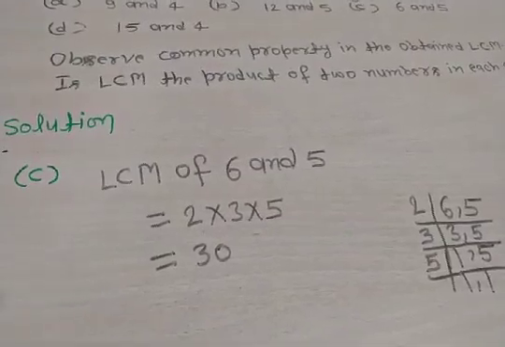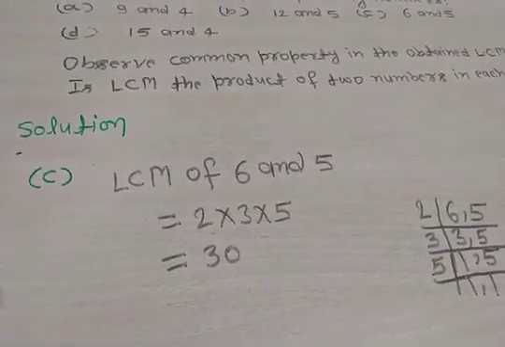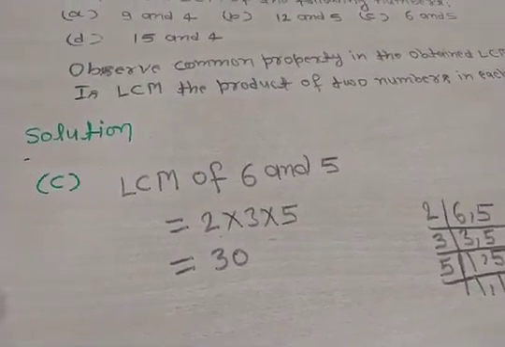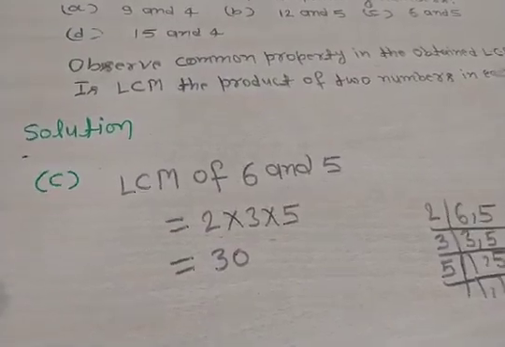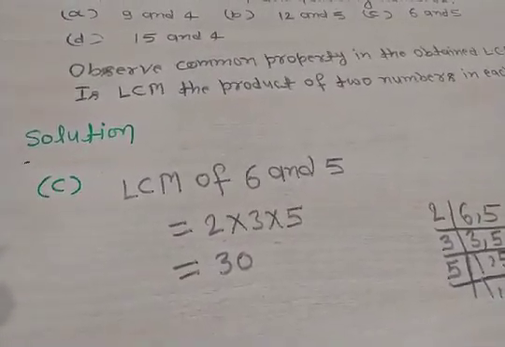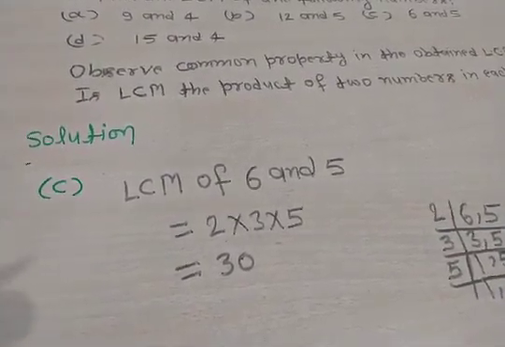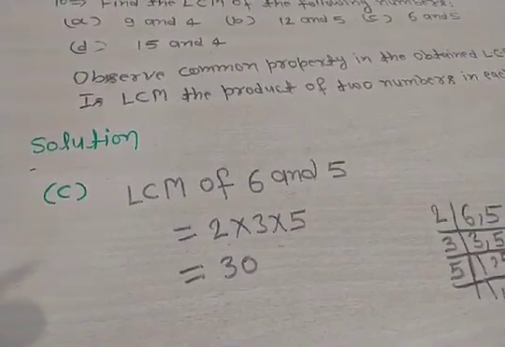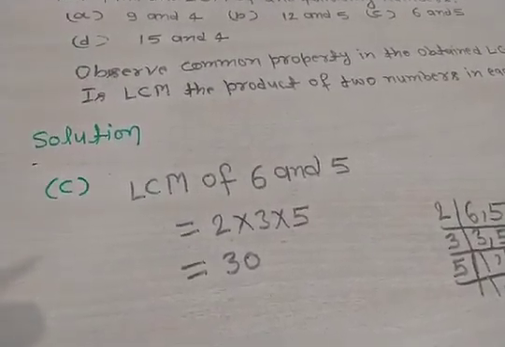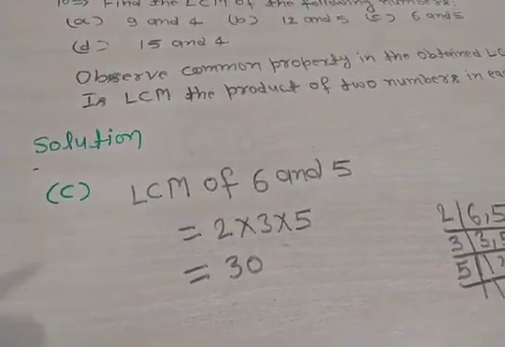Okay, if two numbers are co-prime numbers, then their LCM is the product of those numbers. You can see here 6 and 5 are co-prime numbers because they have no common factor other than 1. Okay, what is a co-prime number? A pair of two natural numbers which have no common factor other than 1 is called co-prime numbers. Clear?